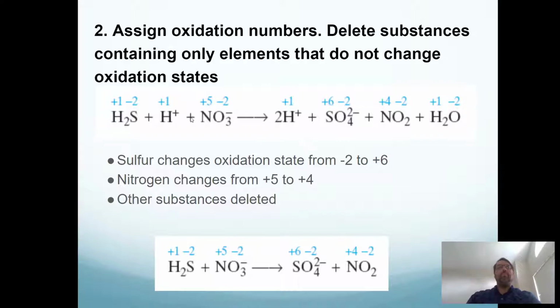And then we would go ahead and look, and you're going to check each time. You want to make sure, has there been some sort of oxidation reduction? So the NO3 here, the N, has gone from a +5 state to a +4. So this one has been reduced. The sulfur has gone from a -2 here to a +6. So this one has been very much oxidized.